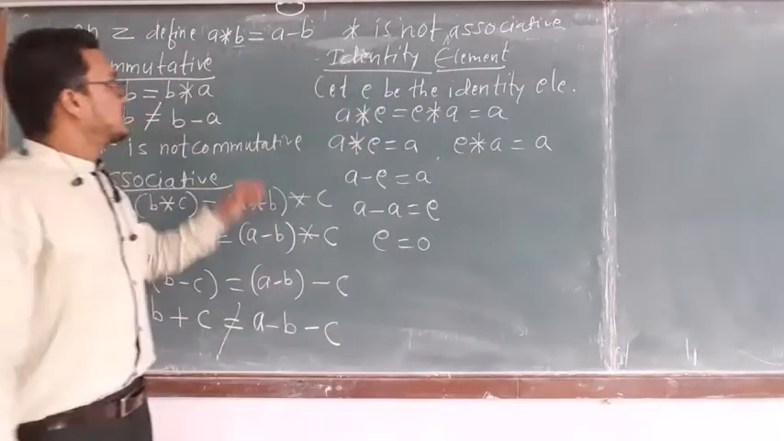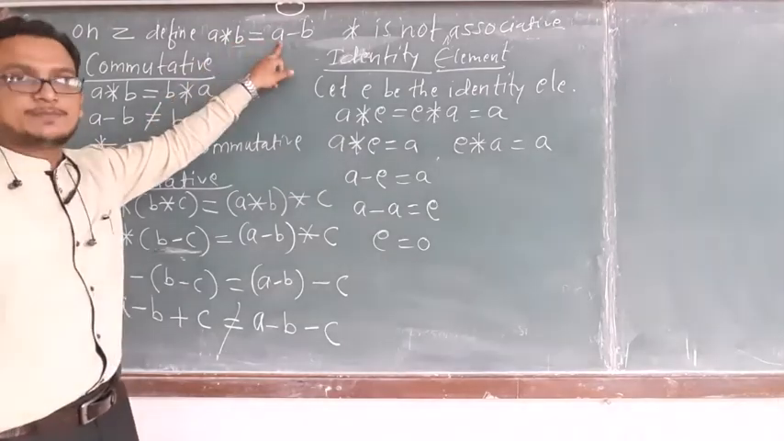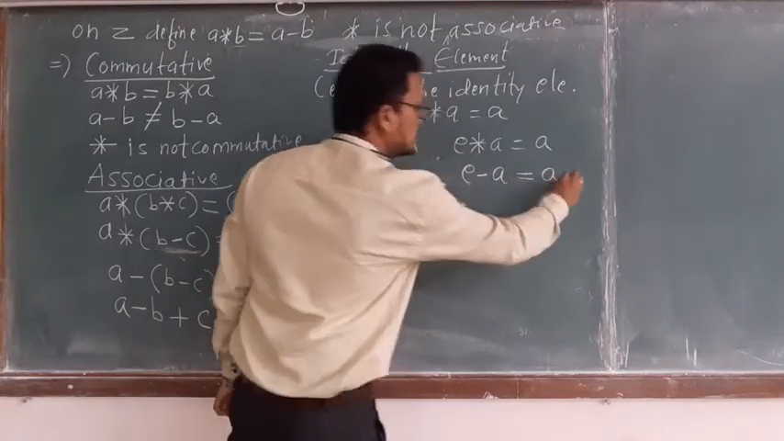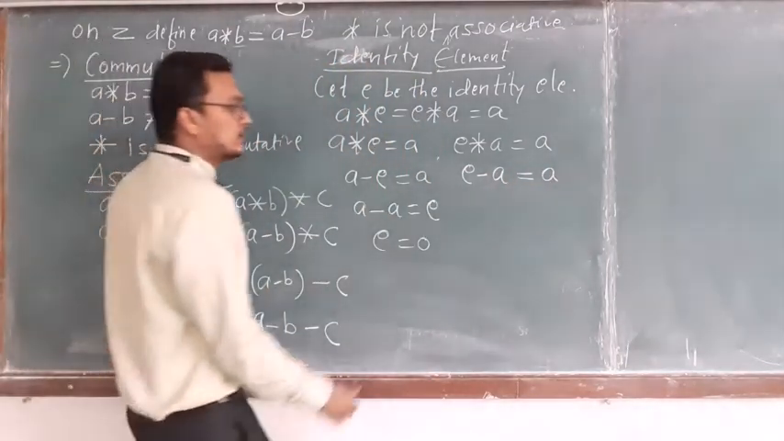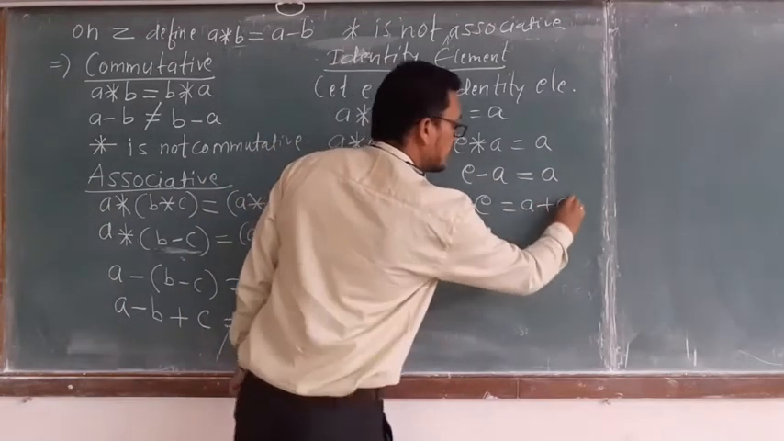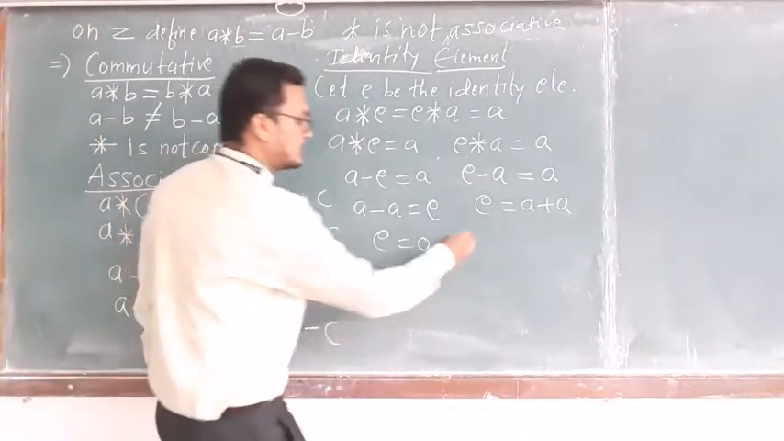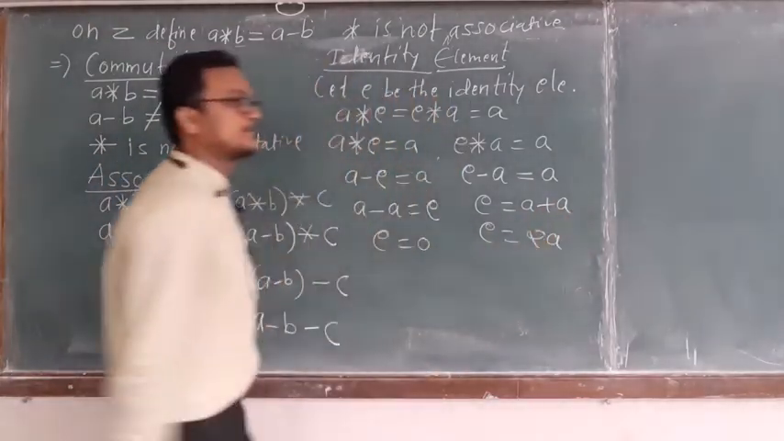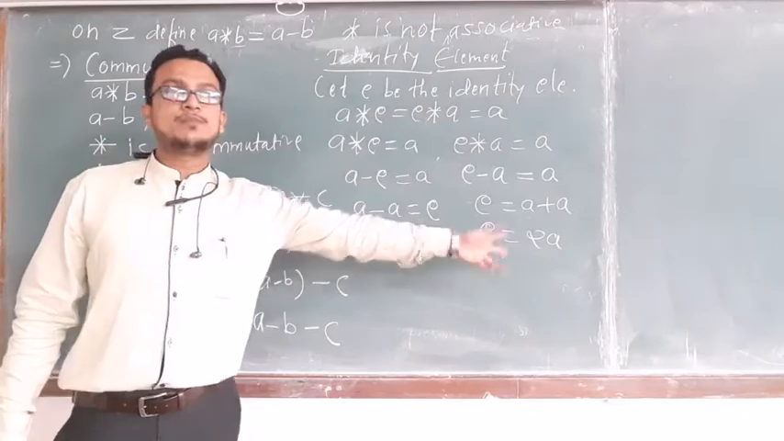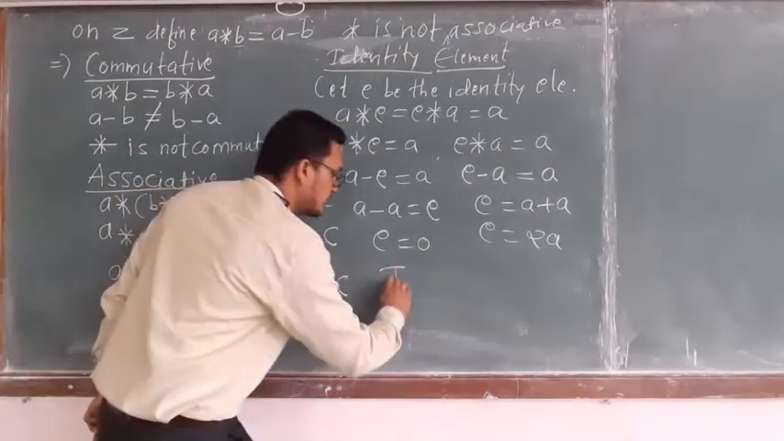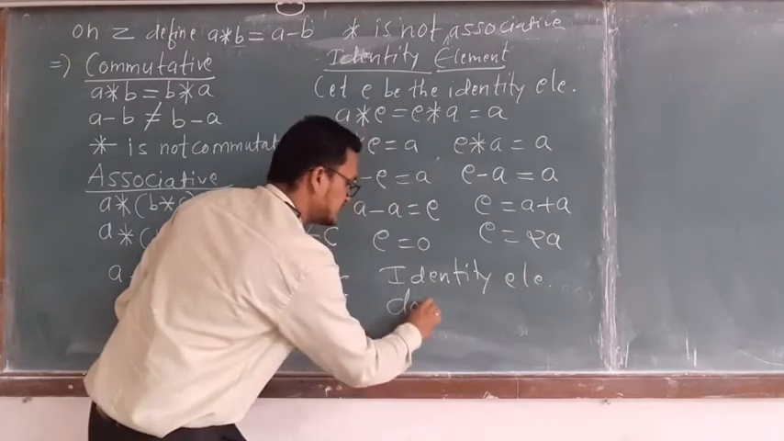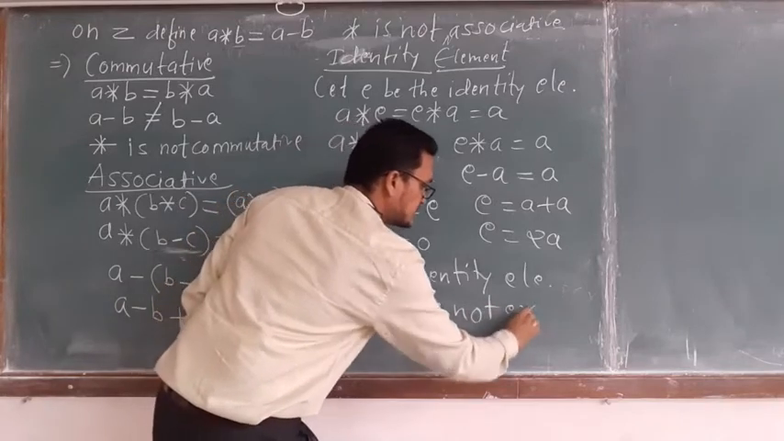E star A. So again, by definition, A star B is A minus B. Therefore, what is E star A? That is E minus A is equal to A. Now here, minus A transferred to the other side, E is equal to A plus A, that is E is equal to 2A. So if you observe, here E is 0, but here E is 2A. Both are different. Therefore, you can conclude the identity element does not exist.